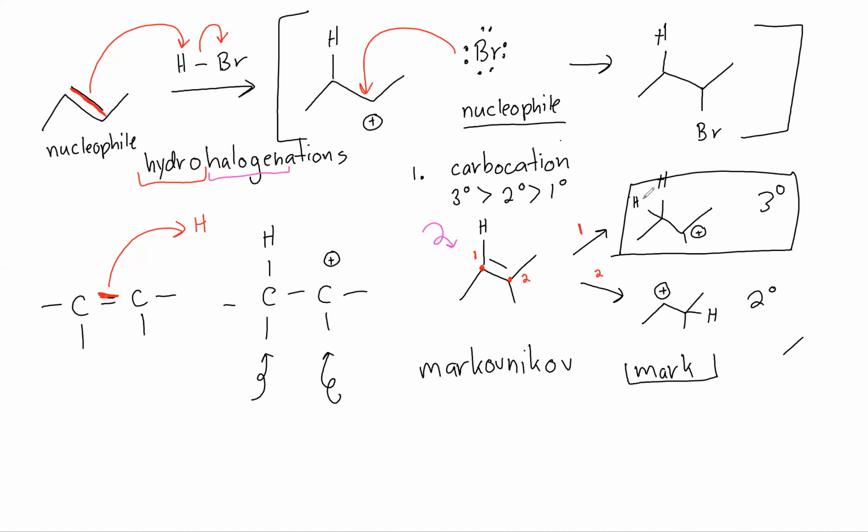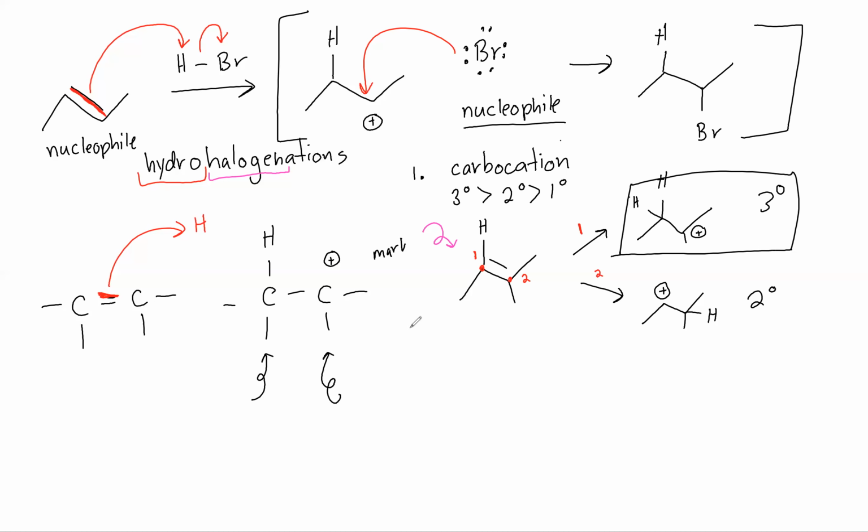Okay? So that's the idea of Markovnikov. Hydrogen adds to a less substituted carbon, and then the other thing, in this case our halogen, will add to the carbocation, the more substituted carbon. Okay? All right, so let me erase this here. I'll move that word over here. So it's going to be Mark.